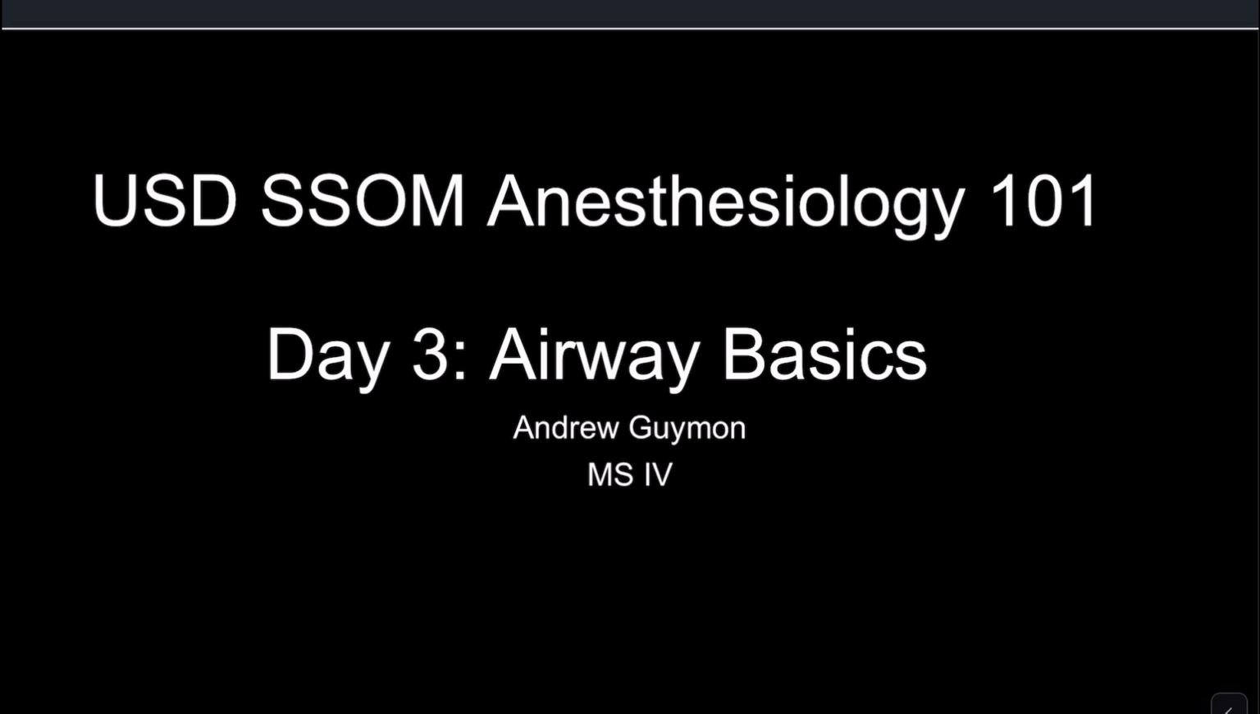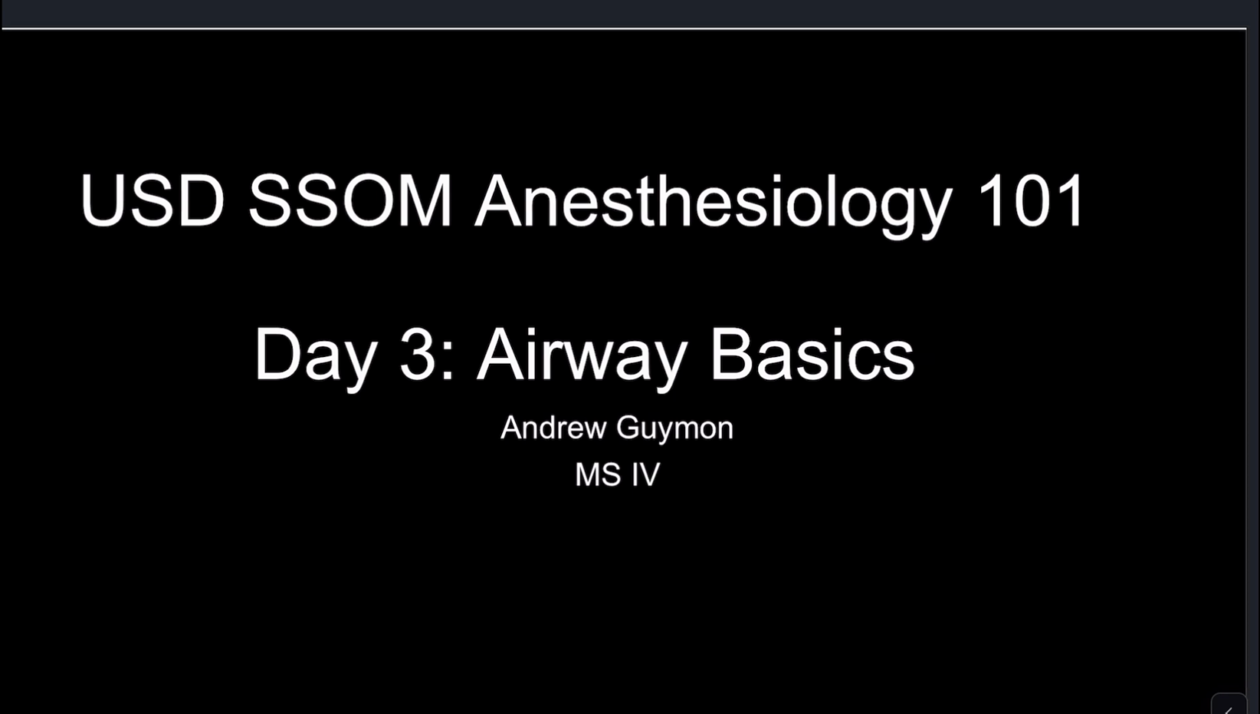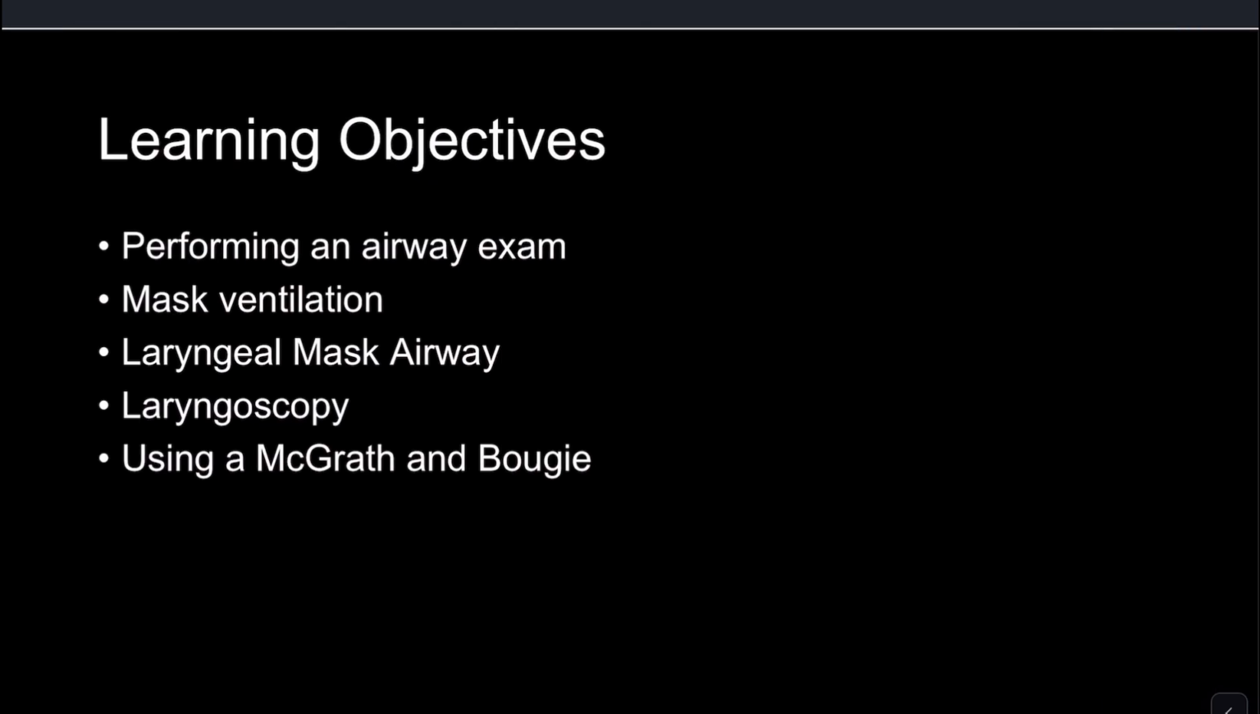We're continuing with our Anesthesiology 101 lectures. Today, we're discussing the Airway Basics. We have a couple different learning objectives. We'll discuss how to perform an airway exam, how to perform mask ventilation, how to use a laryngeal mask airway, and contrasting that with an endotracheal tube, how to perform laryngoscopy, and then using different adjuncts during intubation. So how to use a McGrath and how to use a bougie.